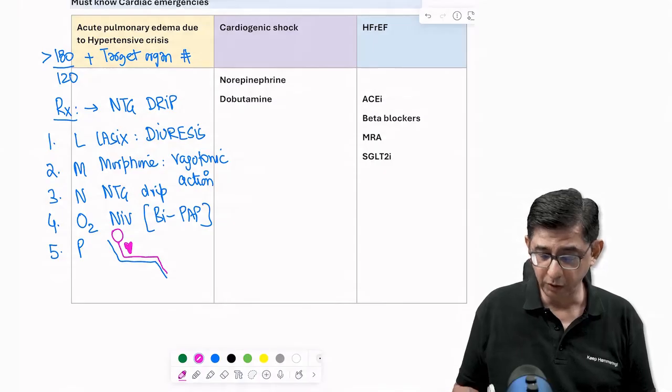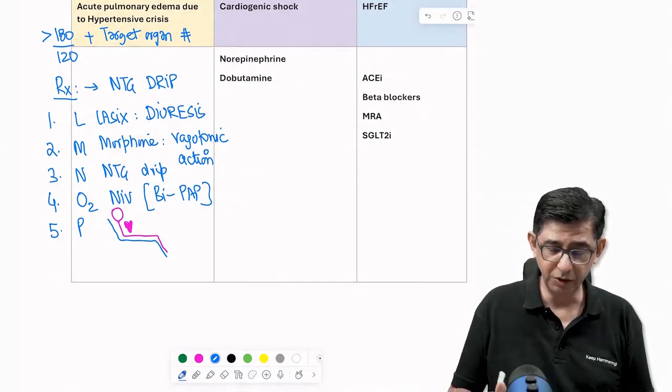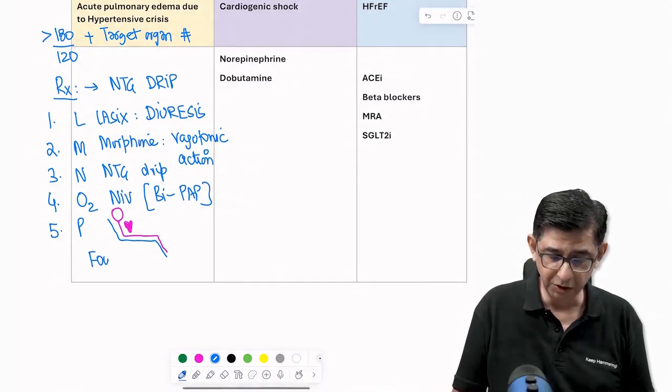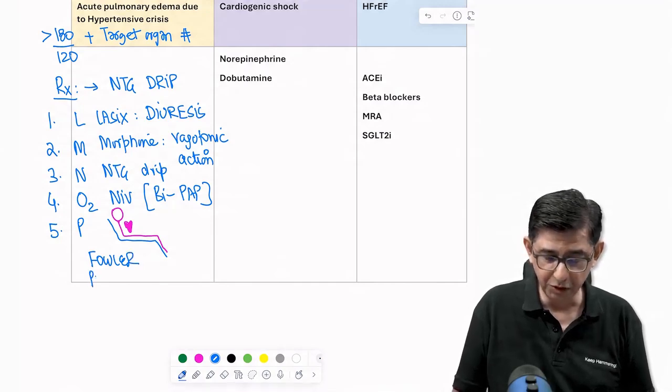So we will have to put the patient in a reclining position or in a sitting position. This is what is called Fowler position. So P basically means positioning of the patient, and the technical word is Fowler position.